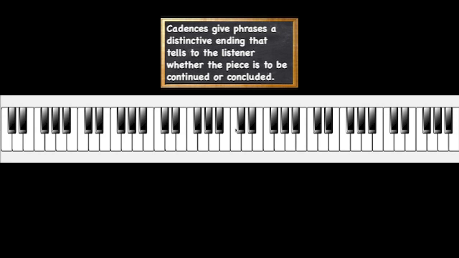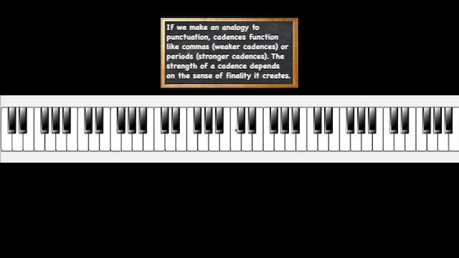Cadences give phrases a distinctive ending that tells the listener whether the piece is to be continued or concluded. If we make an analogy to punctuation, cadences function like commas if they're a weaker cadence, or periods if they're a stronger cadence. The strength of a cadence depends on the sense of finality that it creates.